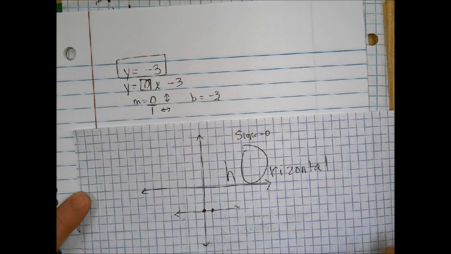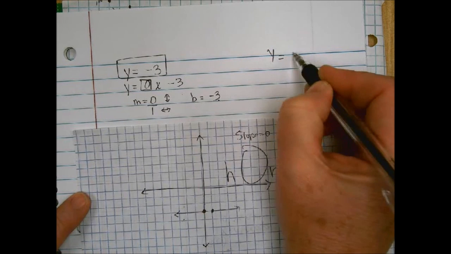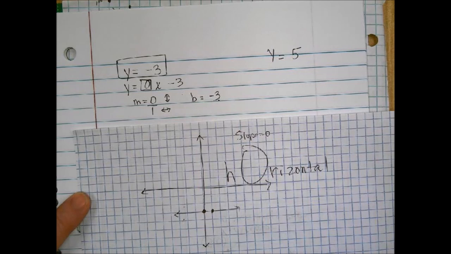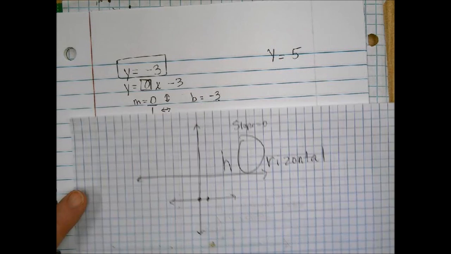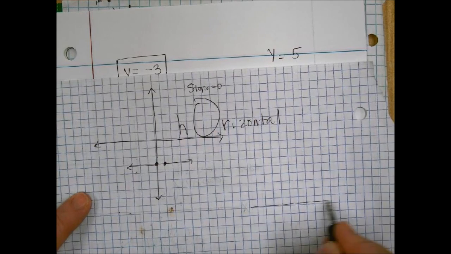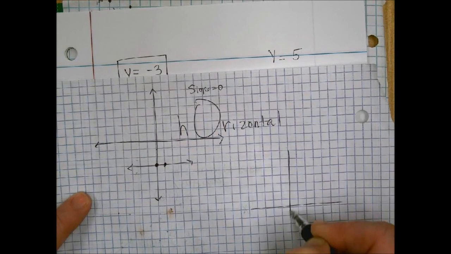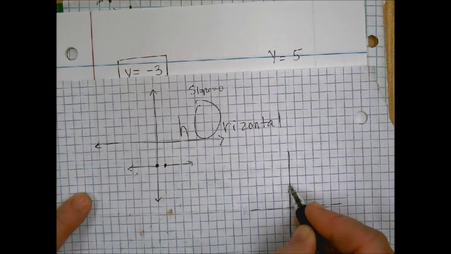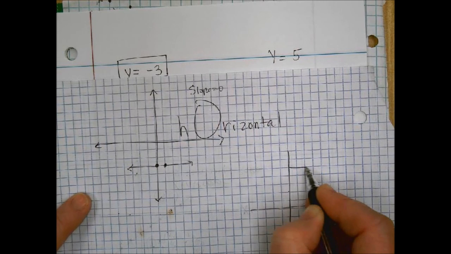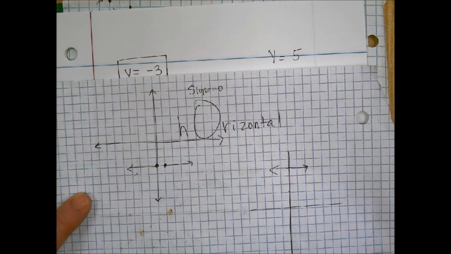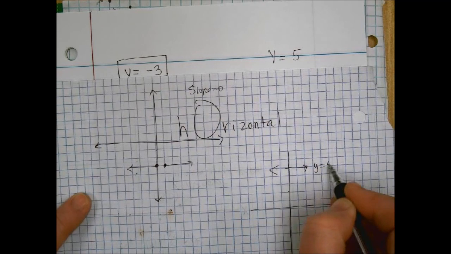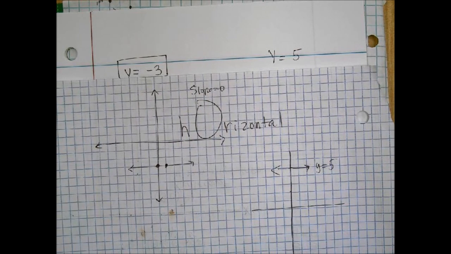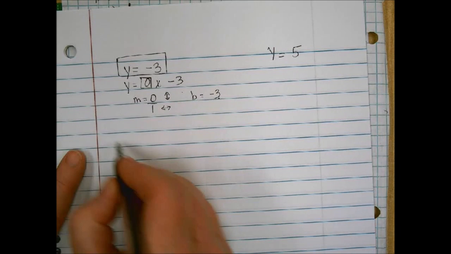So if I had y equals 5, what kind of line would that be? That would be a horizontal line that went through where y equals 5. Any questions on horizontal lines? Anybody? Okay. Well, what's the other kind of line?